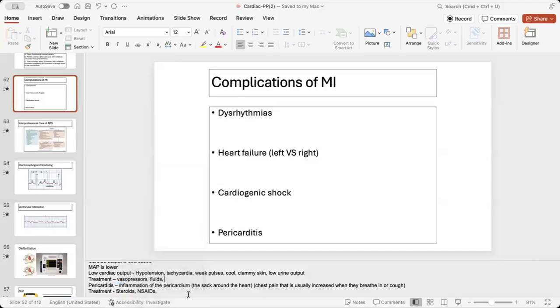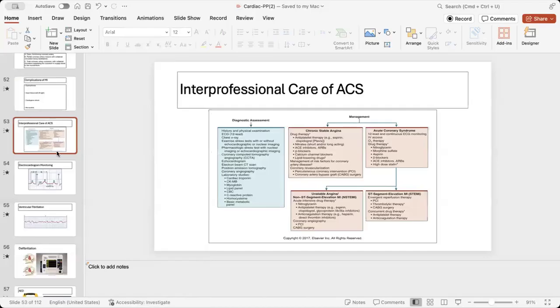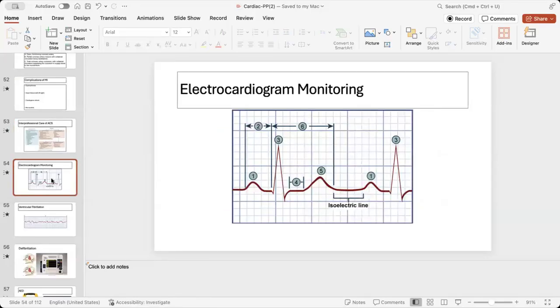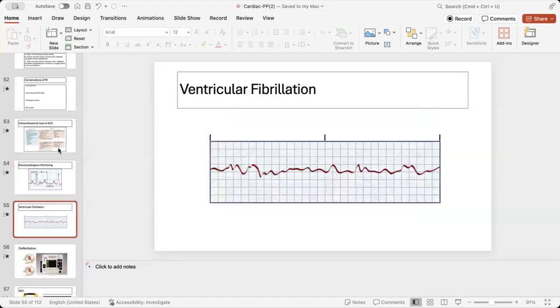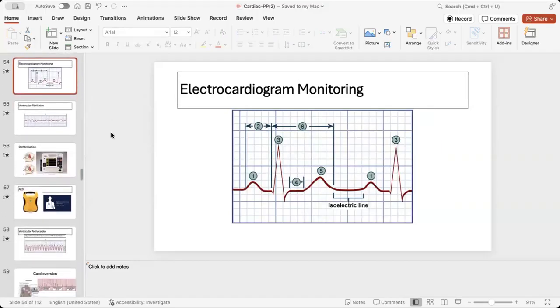All right, let's look at some of our arrhythmias that you're gonna see. So here is an electrocardiogram monitoring that you guys learned about in skills, right? Remember we talked about that isoelectric line? That is kind of that baseline. So anything above that is positive. Anything below that is negative. So that number one, what is that? The P wave. When do we have a P wave? Atrial contraction, right? What should it look like? Yeah, rounded, upright. This is normal, right?